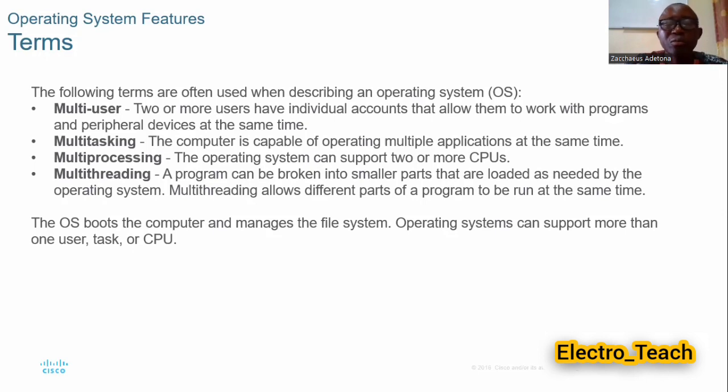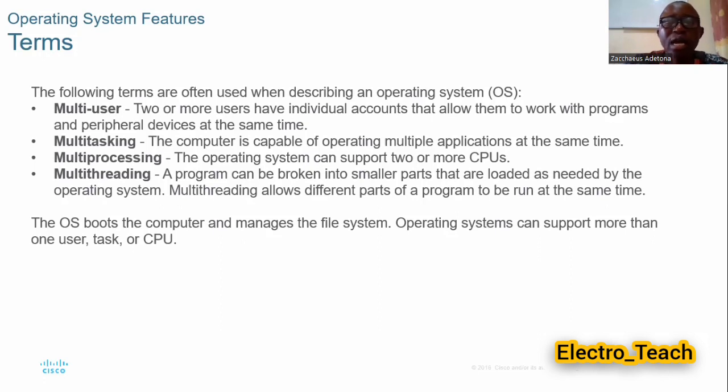Apart from that, we have multiprocessing. Multiprocessing means the operating system can support 2 or more CPUs. From the time of Core 2 Duo, when Core 2 Duo was released, that is a processor that has 2 cores. Since that time, operating systems have also been developed to the extent of multiprocessing that can support 2 or more CPUs. So multiprocessing means the operating system can support more than one CPU.